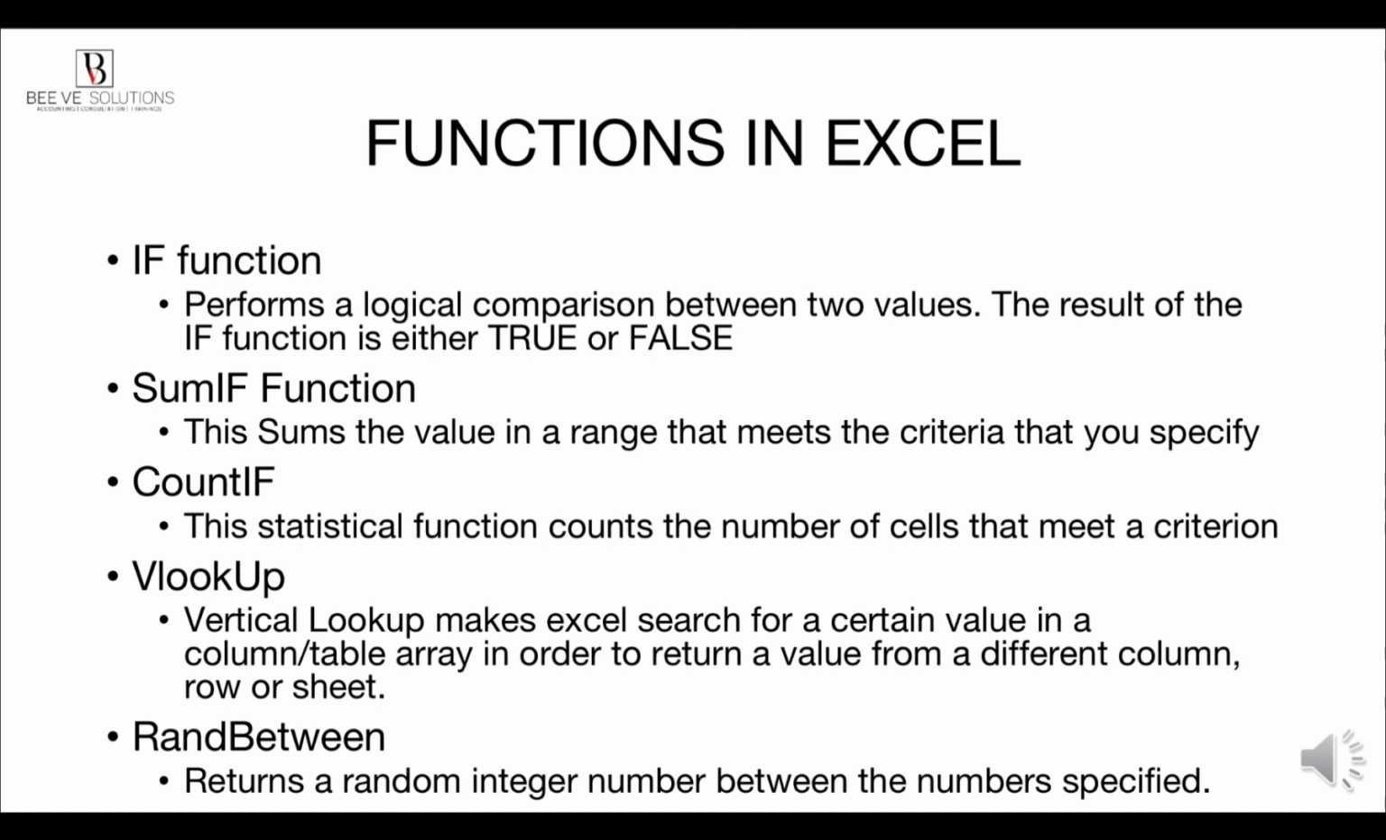The COUNTIF function, which of course is a statistical function that counts the number of cells to meet a particular criteria. A vertical lookup, also referred to popularly as VLOOKUP, makes Excel search for a certain value in a column, or the HLOOKUP, which is the horizontal lookup, in a row in order to return a value from a different column, a different row, or a different sheet. RANDBETWEEN is called random between, which returns a random integer number between the numbers specified.